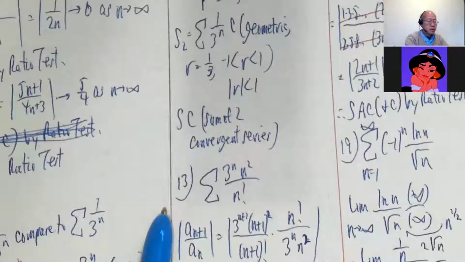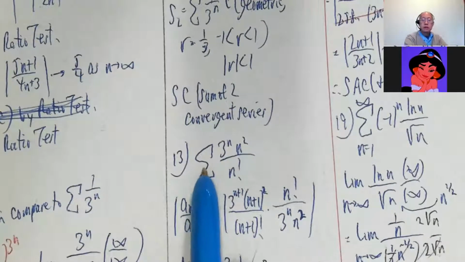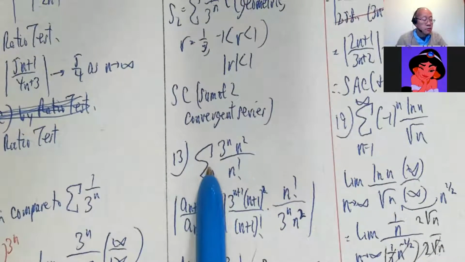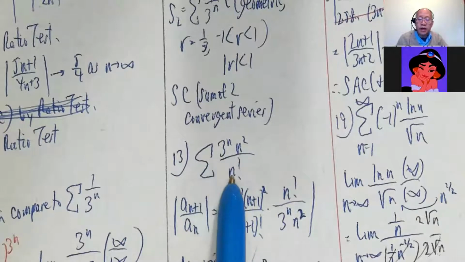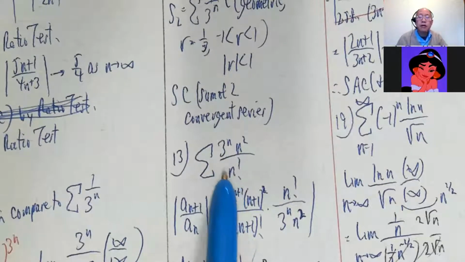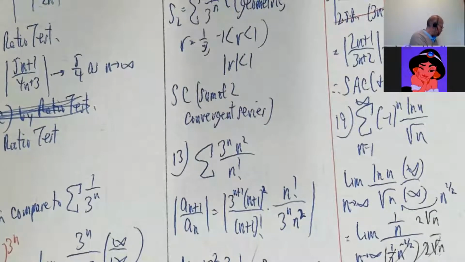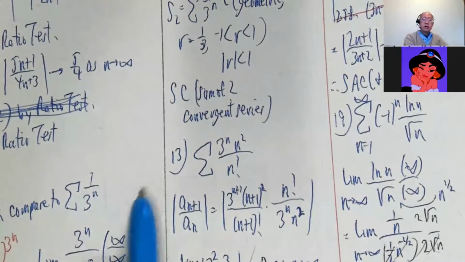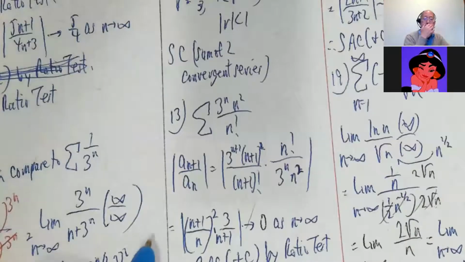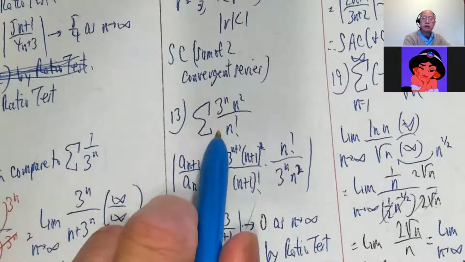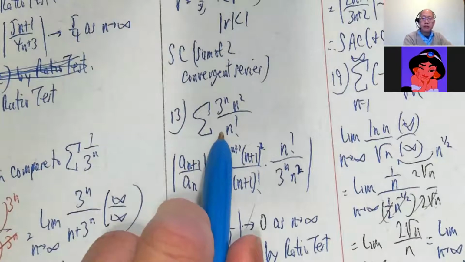Okay, 13. Summation 3 to the n squared over n factorial. Ratio test is good for factorials. Okay, as I mentioned to you, for problem number 9, I will do the ratio test. Okay. I'll do one of the ratio test problems for you right now. Here we go. So look back in the notes that we just talked about. I don't feel like lifting the book back up because it's heavy, but factorials are almost tailor-made for the ratio test.